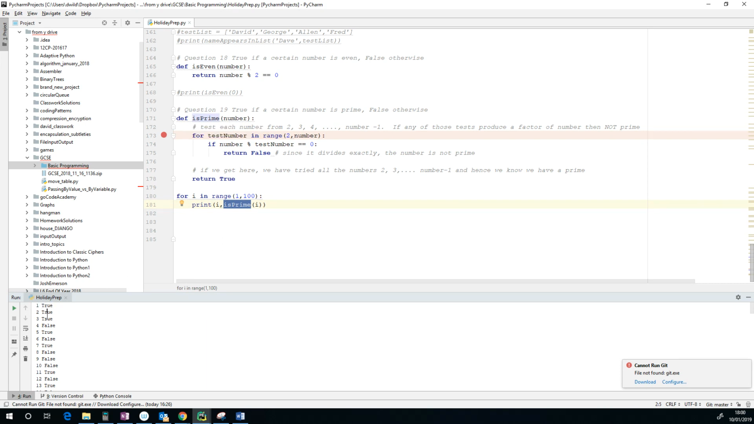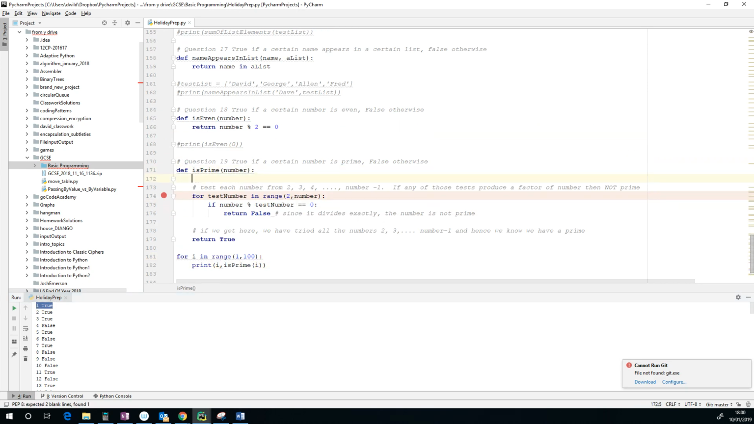So 2 is prime, yes. 3 is prime, yes. 4 is not prime. That's good. 5 is prime, which it is. 6 is not prime. It's 3 times 2. 7 is prime, correct. 8 is not prime. It's 2 times 4, for instance. 9 is not prime. It's 3 times 3. 10 is not prime. It's 2 times 5. 11 is prime. Seems to be working. Let's try one more. 37. Yes, that is prime. 38. No, that's 2 times 19. So it seems to be working, except for when we supply 1.